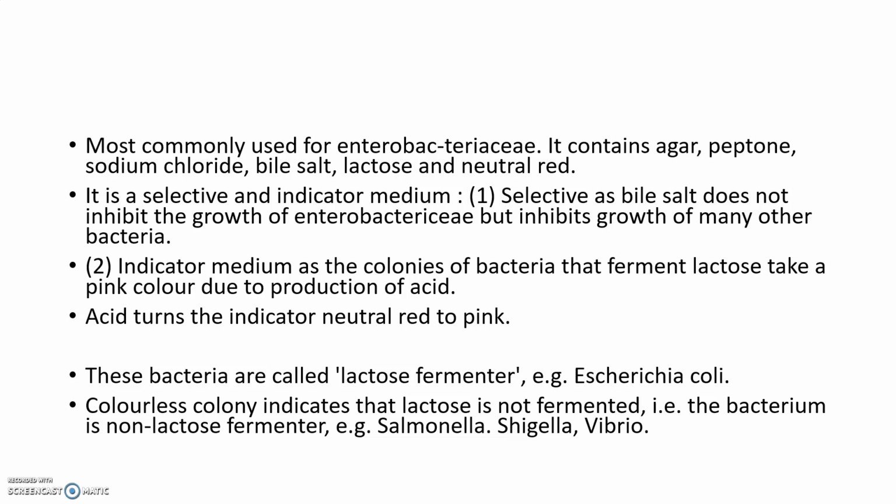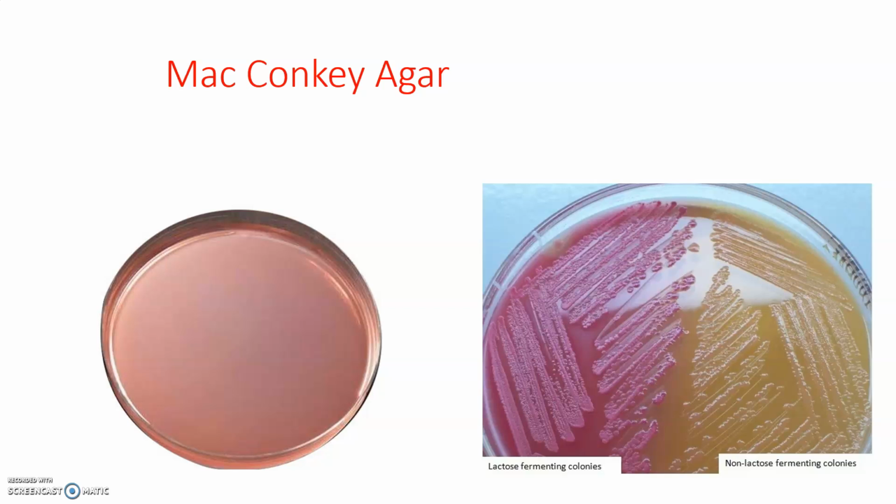An example of lactose fermenters is E. coli. And we can also see non-lactose fermenters, those which don't ferment lactose. They appear as colorless colonies, and it indicates that the lactose is not fermented. Examples of such bacteria are Salmonella, Shigella and Vibrio. So these are the examples on plain MacConkey agar.